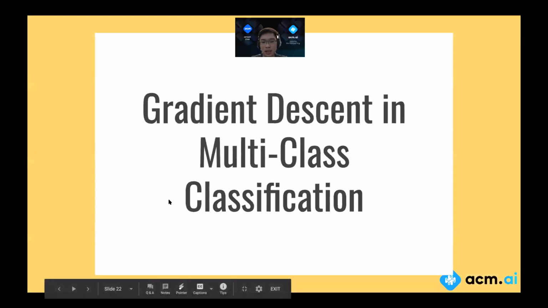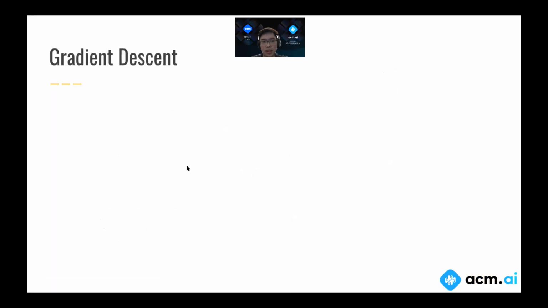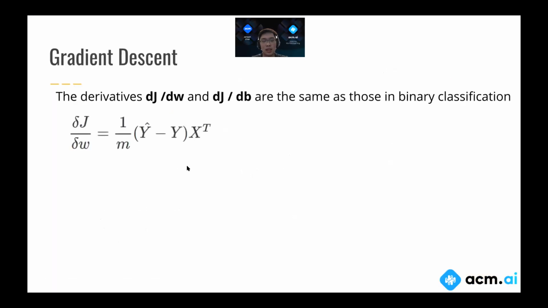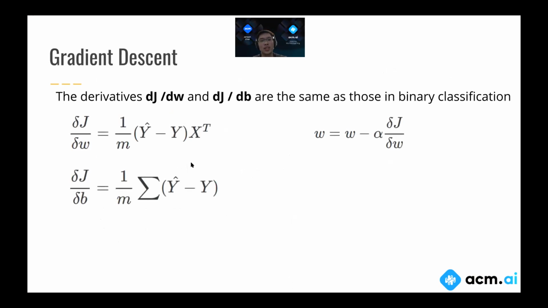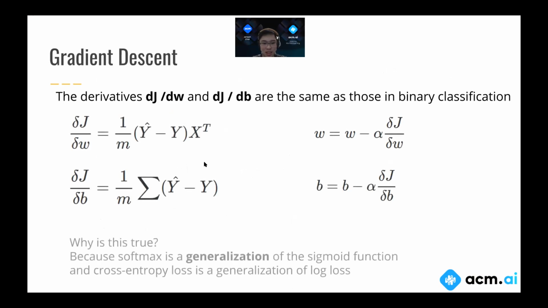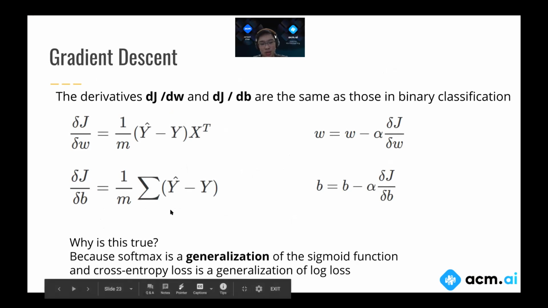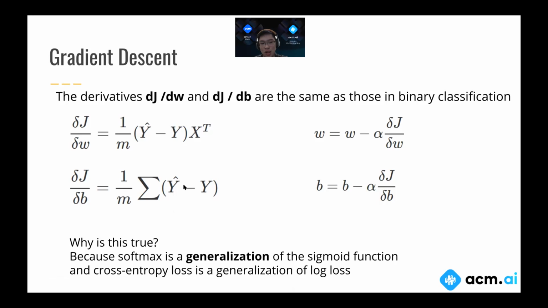All right, let's move on to gradient descent. The gradient descent is basically the same as those in binary cross entropy, so this should look pretty familiar. So why is this the case? That's because softmax is a generalization of the sigmoid function, and cross entropy is basically just a generalization of the log loss.